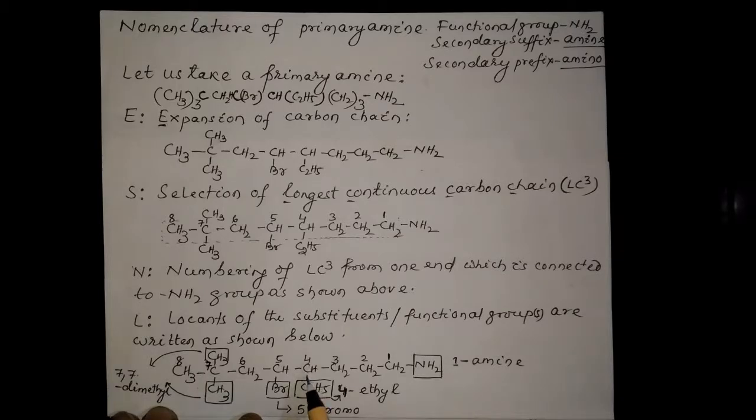Ethyl group is attached to number 4 carbon. It should be written as 4 ethyl. Bromine group is attached to number 5 carbon. It should be written as 5 bromo. In 7th position, there are 2 methyl groups, that is 7,7 dimethyl.